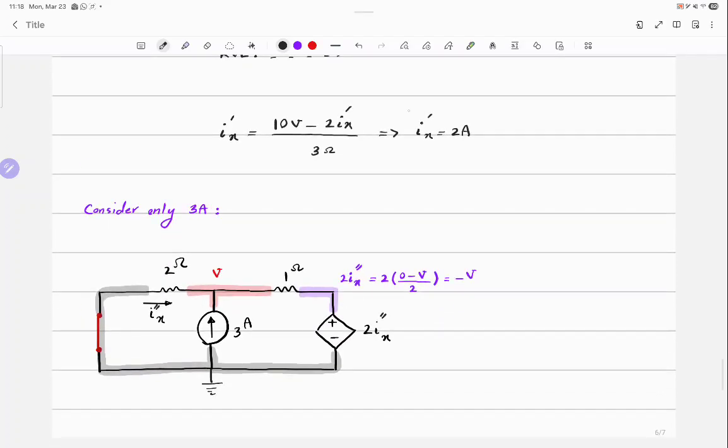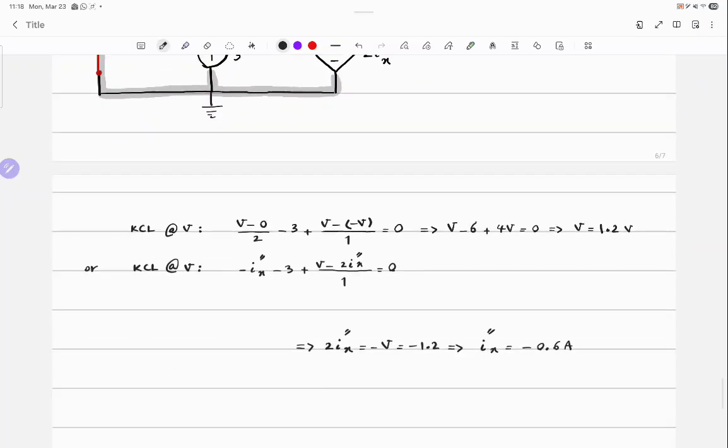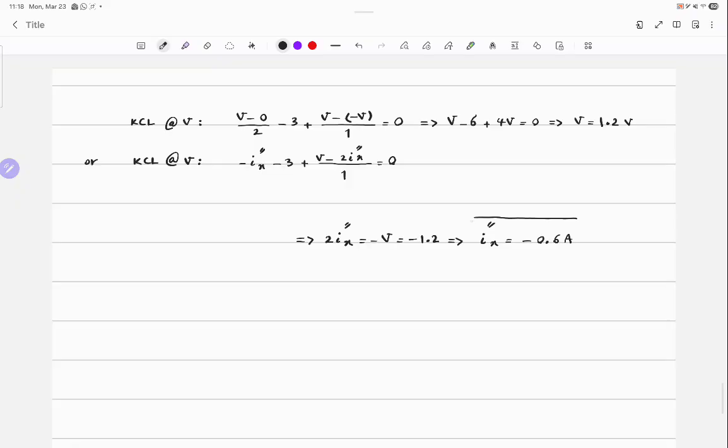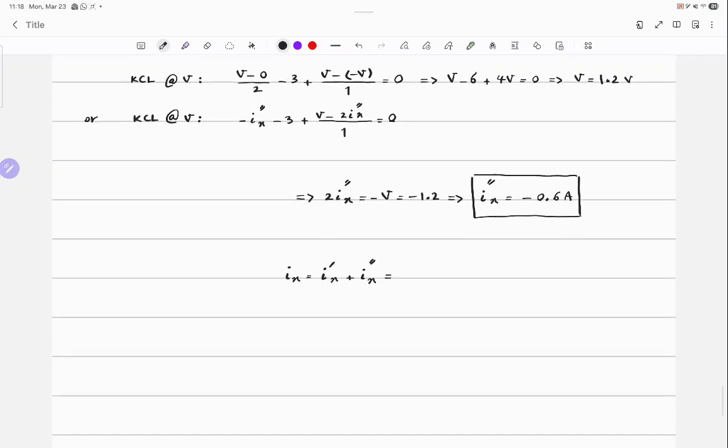So can someone tell me what is Ix? 1.4 amps. Yeah. What was it, 2? 0.4 amps.